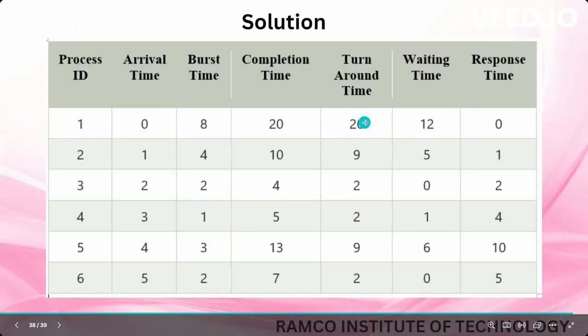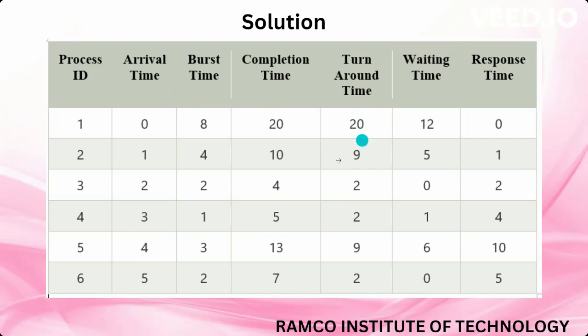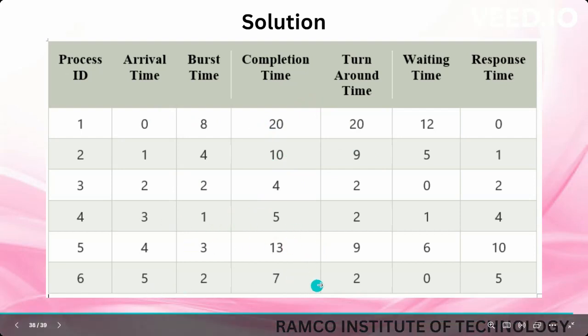Next, we need to calculate the turnaround time and waiting time. The turnaround time is the difference between the completion time and arrival time. So 20 minus 0, 20; 10 minus 1, 9; 4 minus 2, 2; 5 minus 3, 2; 13 minus 4, 9; 7 minus 5, 2. So this is the turnaround time of each process.